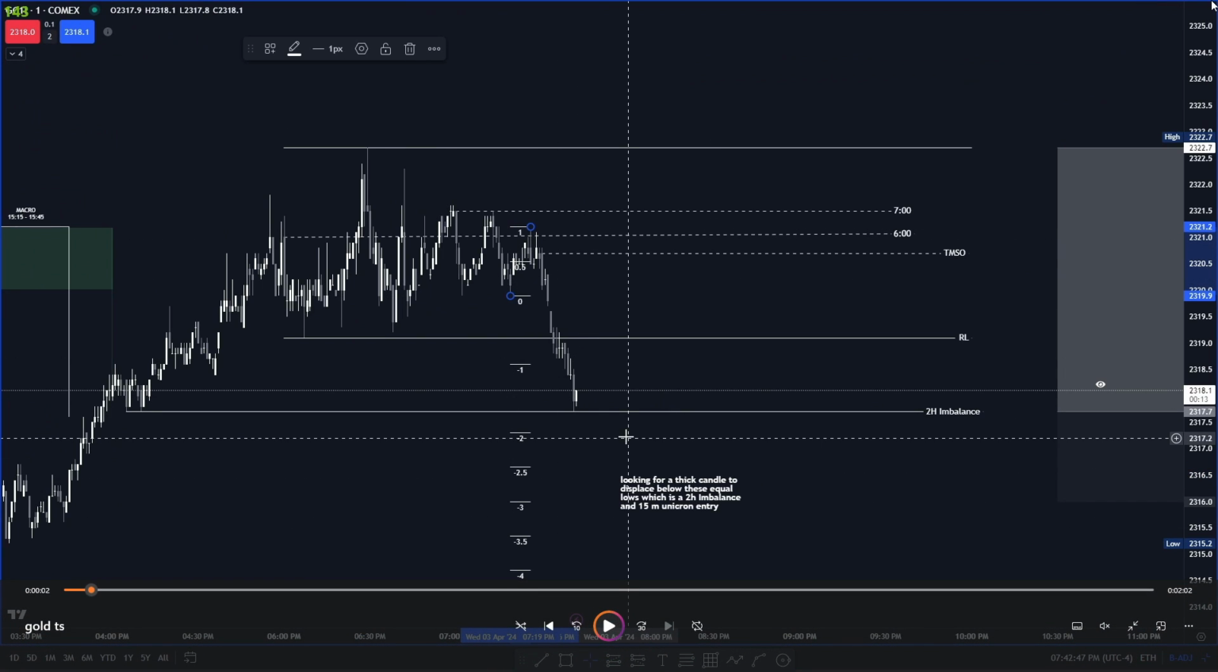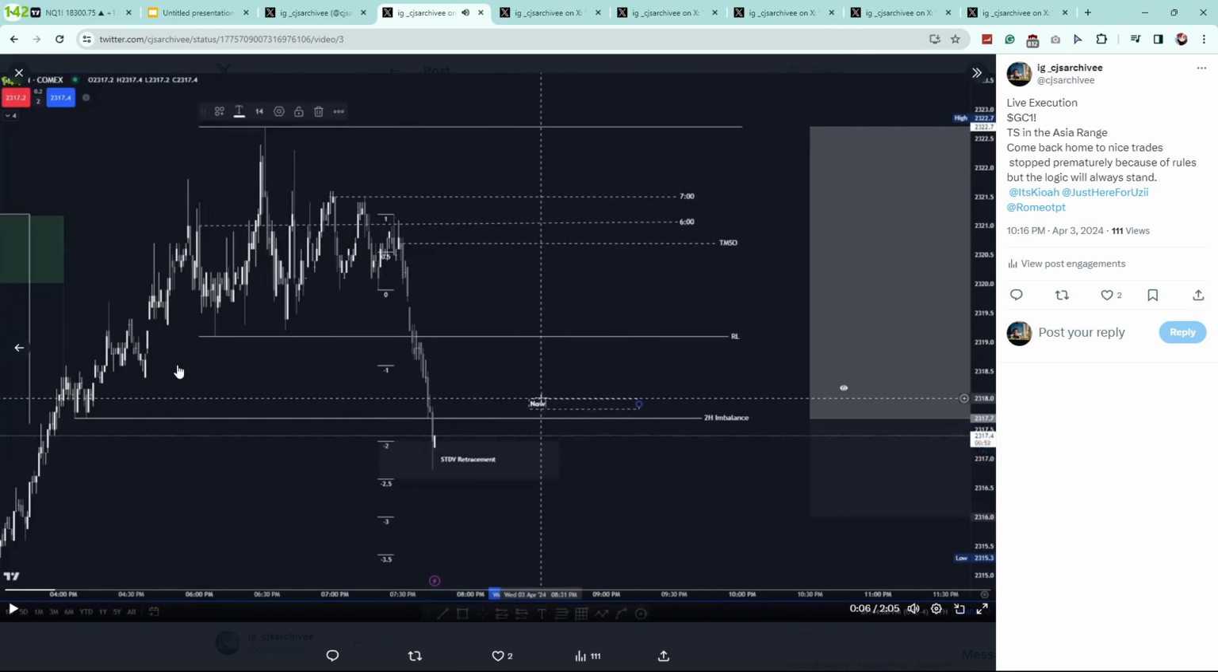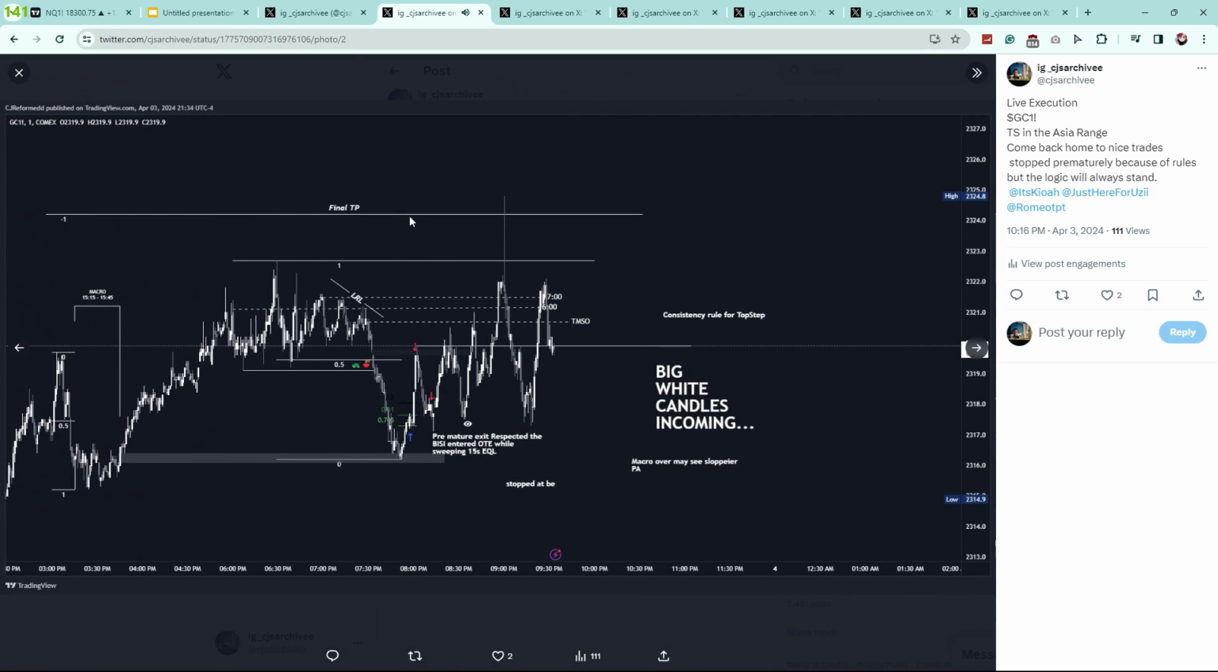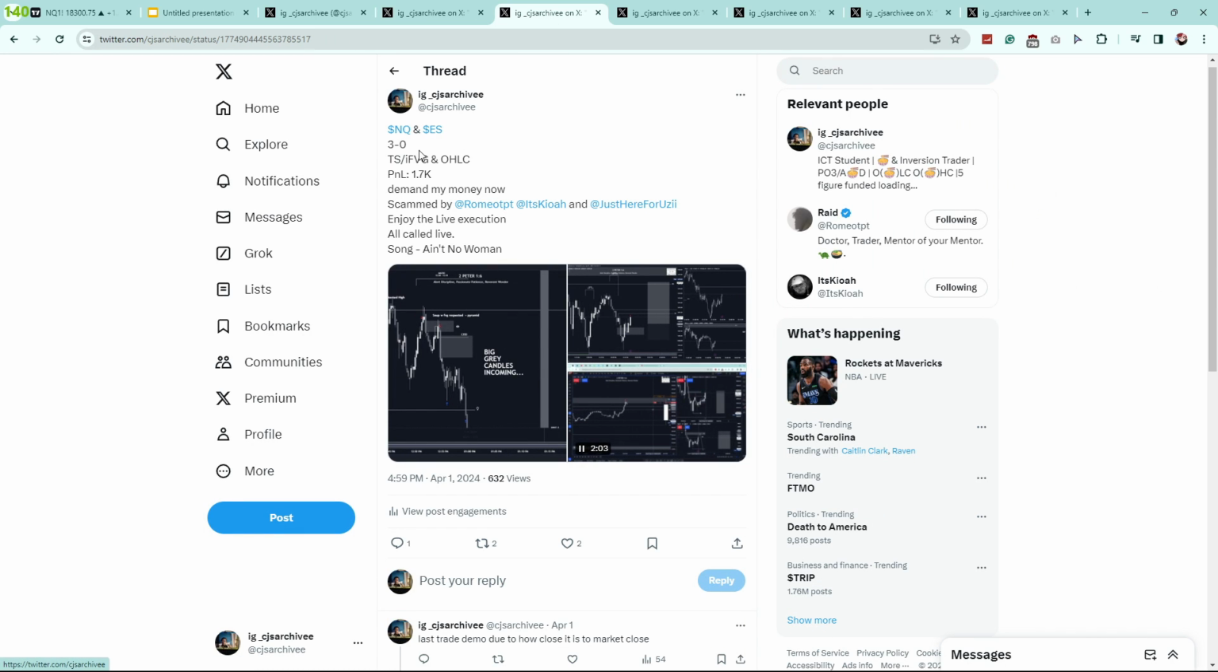But as you can see, price did in fact continue higher towards first standard deviation as your final TP for the final target. Now this one here, we have NQ and ES. I want 3-0 for the day. Turtle soup inversion for value gap and open high low close.